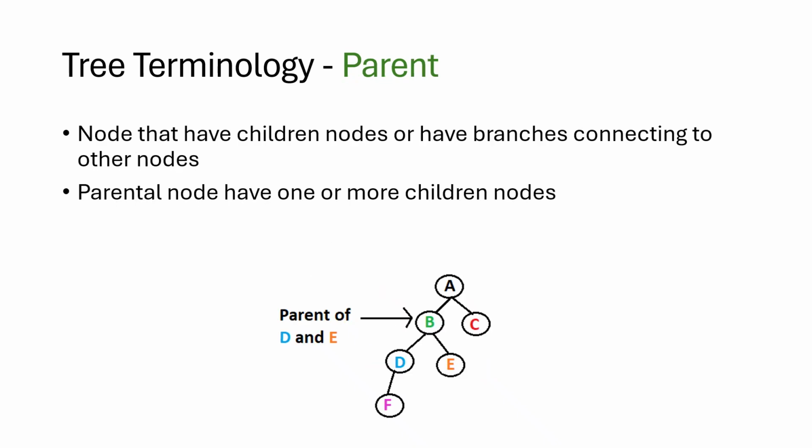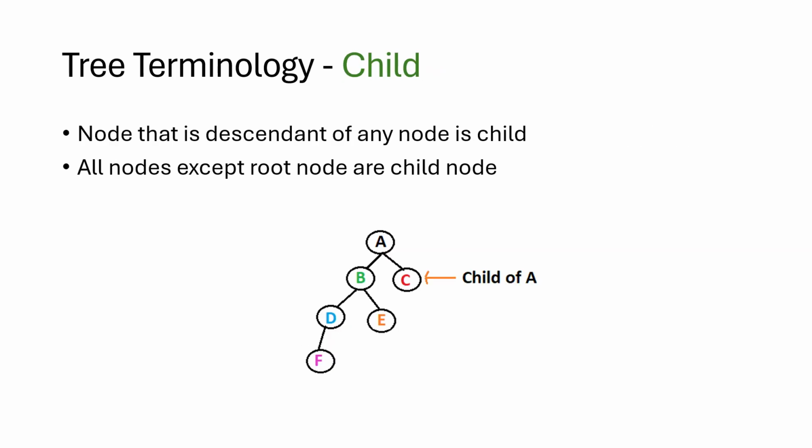Next one is called parent. A parent is a node that has one or more children nodes. In this example, B has children D and E. D has a child F. So D is called the parent of F, B is called the parent of D and E, and A is called the parent of B and C.